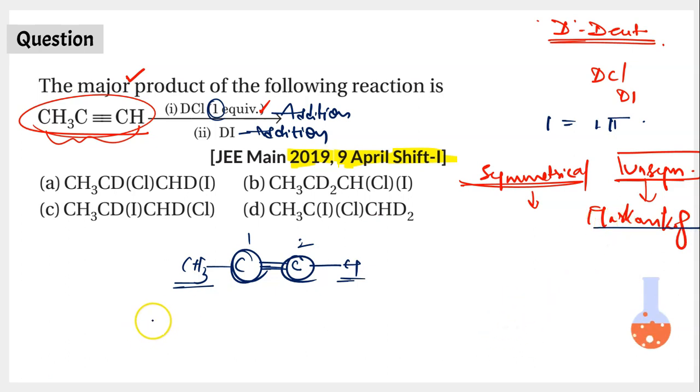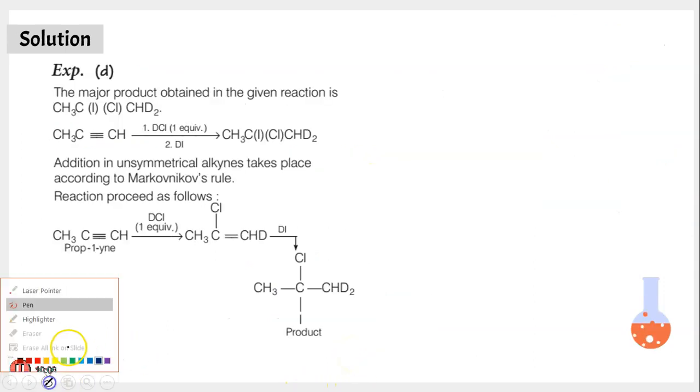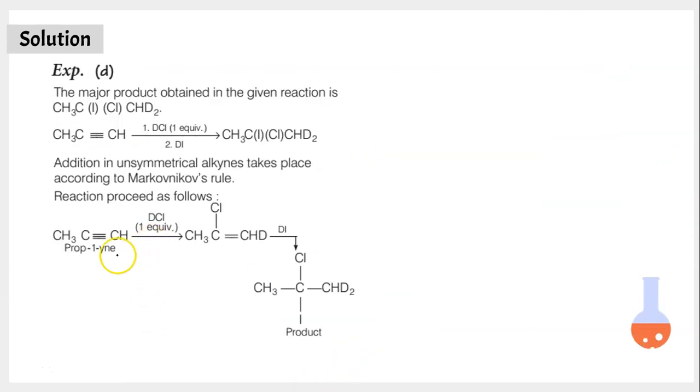And Markovnikov's rule says that the negative radical always attacks the carbon containing less number of hydrogens. So while you conduct addition, the negative radical should be connected to the carbon containing less number of hydrogens. To get this better, let's take a look at the mechanism directly. So over here, we are taking the given hydrocarbon and I'm taking DCl.